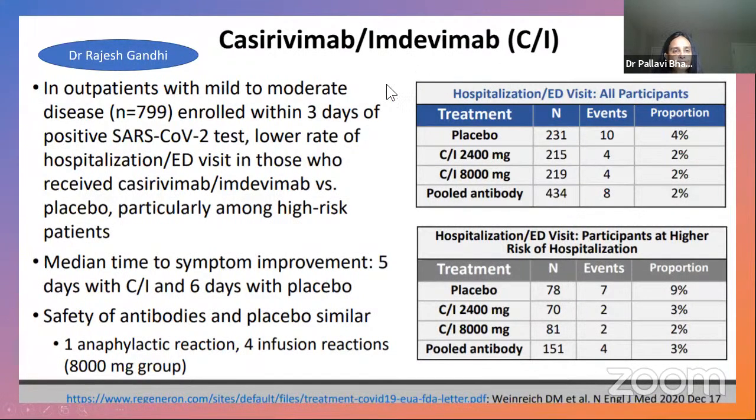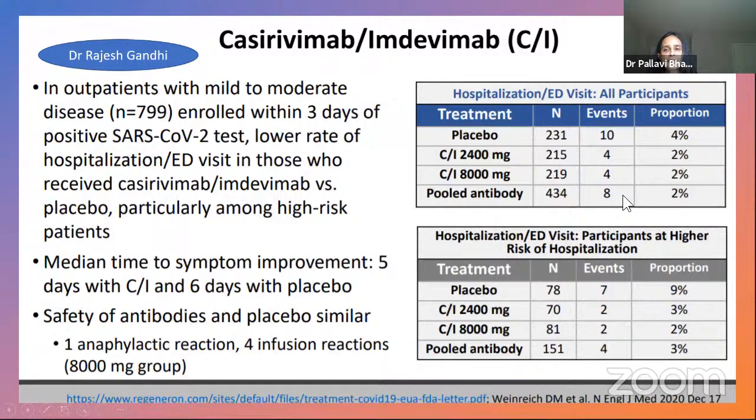This is the first RCT with the Regeneron combination published in NEJM, which I think Leah will also allude to, and just the total number of patients enrolled was 799 with the placebo 231, 215 got the lower dose, 219 got the higher dose, and this was the sum total of these two, the pooled antibody group.